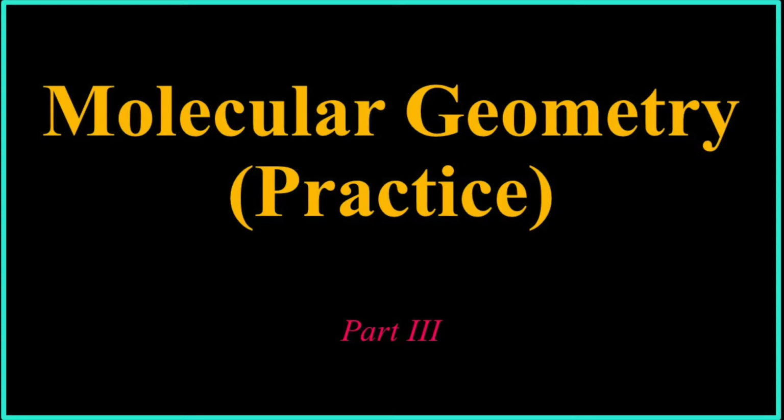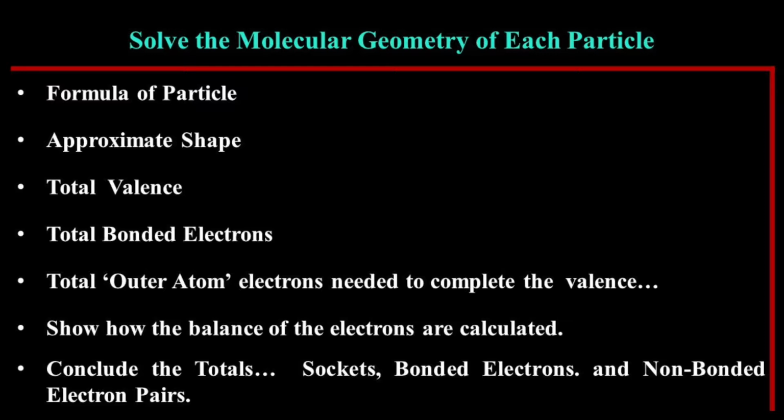All right, this will be very similar to part 2, where we had molecular geometry practice, and I will first go over the rules of the experiment. Solve the molecular geometry of each particle. Formula of particle, approximate shape, total valence, total bonded electrons, total outer atom electrons needed to complete the valence. Show how the balance of the electrons are calculated.